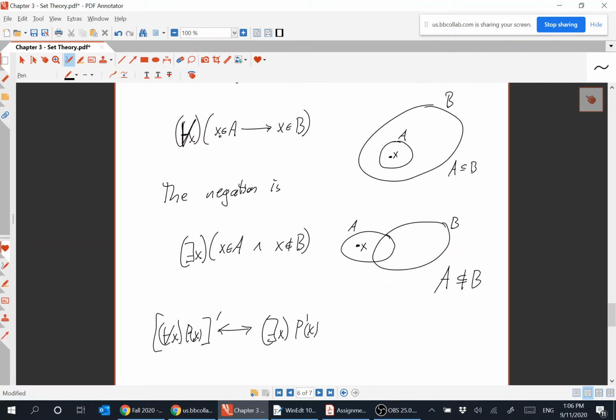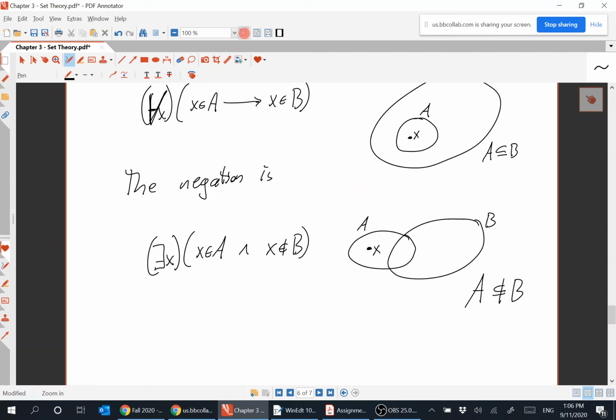So for all x, A implies B. The negation is there exists x, not (A implies B). But not (A implies B) is A and not B. Right? That's De Morgan's law. So if x is an element of A, then x is an element of B, as opposed to the negation, there exists x such that x is in A and x is not in B. So this means A is a subset of B. This means A is not a subset of B.